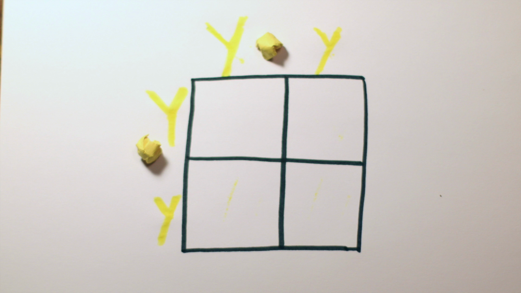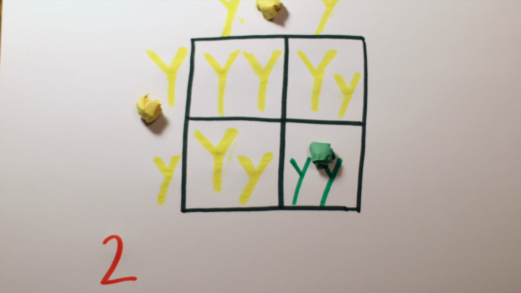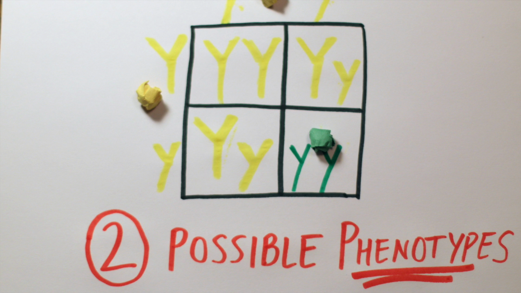This time both yellow peas are heterozygous. So we'll fill in our squares again, and now we have a quarter chance of a green pea. Here we have two possible phenotypes.